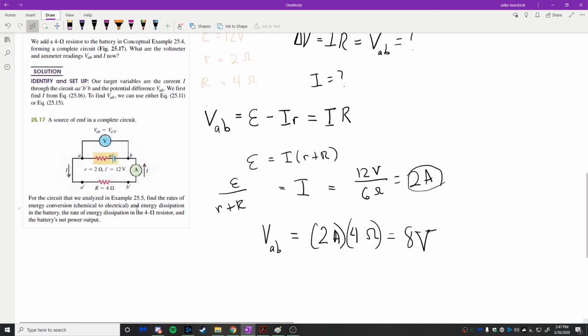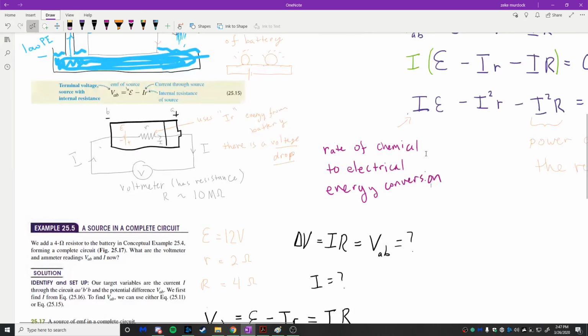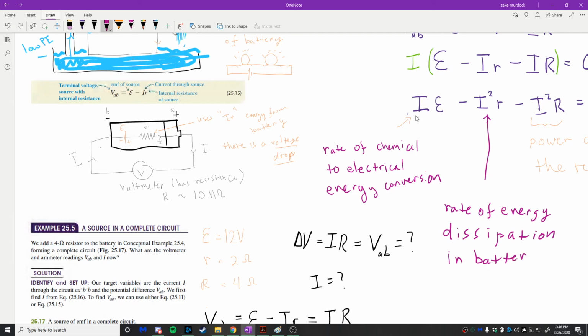Oh, and then there's a fourth one, energy dissipation in the battery. So that's this one. So this one right here, I squared R, is going to be here. This is going to be the rate of energy dissipation in the battery. So dissipation just means the rate at which it's kind of like, it's not lost, it's just converted to heat. So this is the rate of chemical to electrical energy conversion. This is the rate of energy dissipation in the battery.